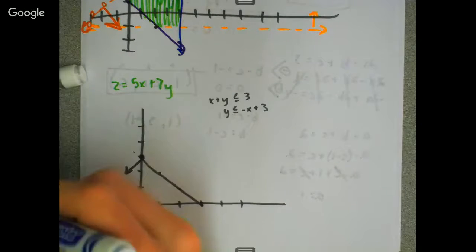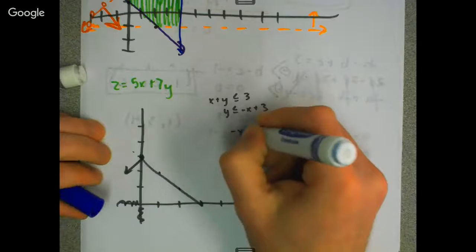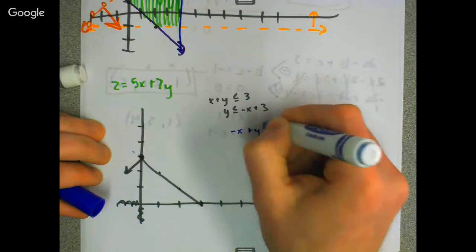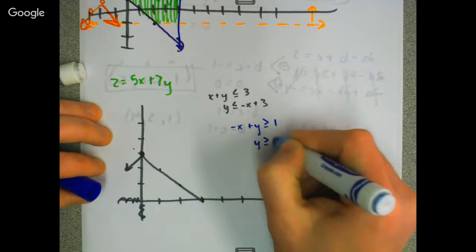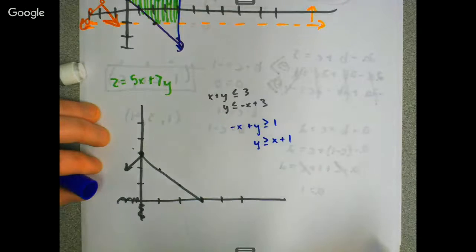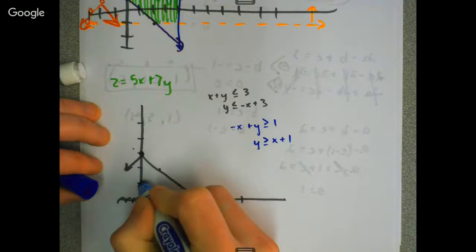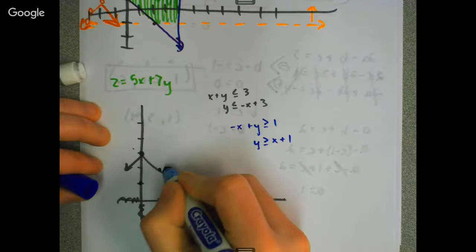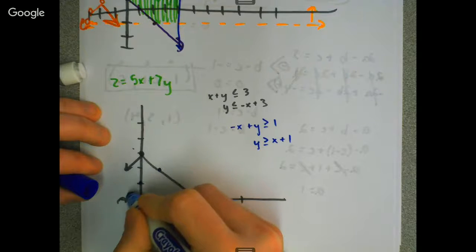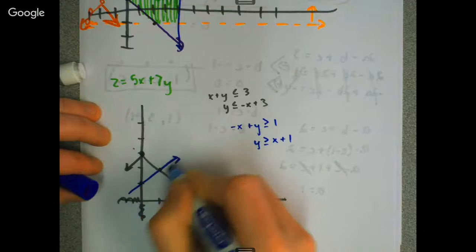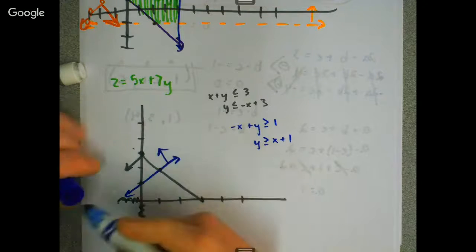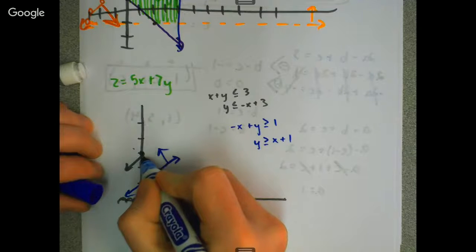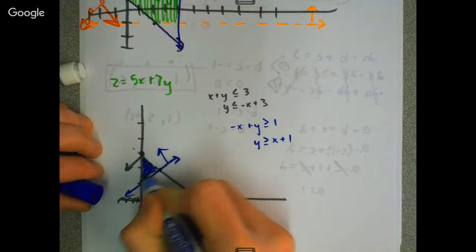And then we have negative x plus y greater than or equal to 1. So that's y greater than or equal to x plus 1. So we're at 1, and we're going to go up 1, right 1. So it's going to just go right there. And we want y above that, so there. So in this case, I'm just shading this triangle right here.